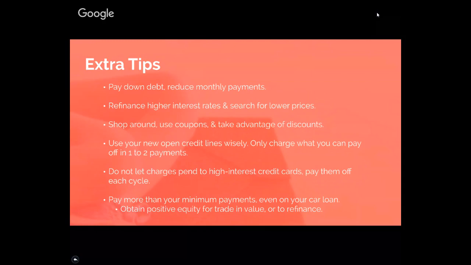But say that's not possible, refinance it. Refinance higher interest rates, as well as search for lower rates and prices. That is with any and all.